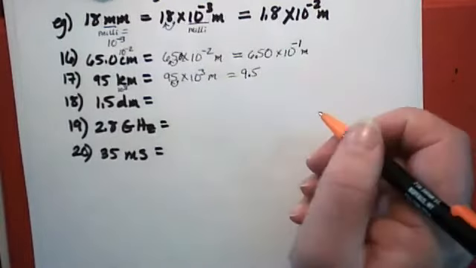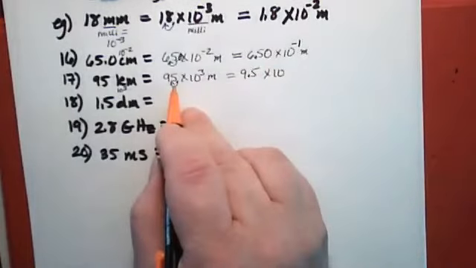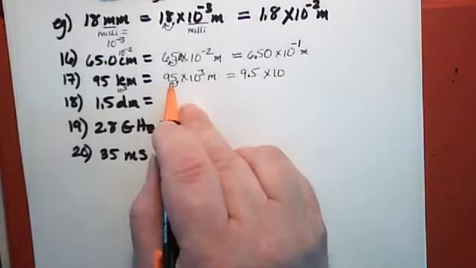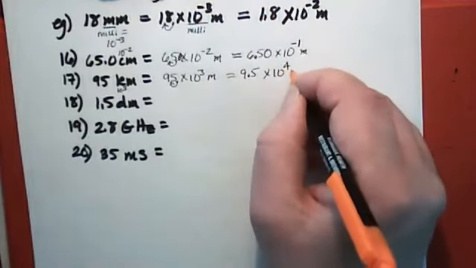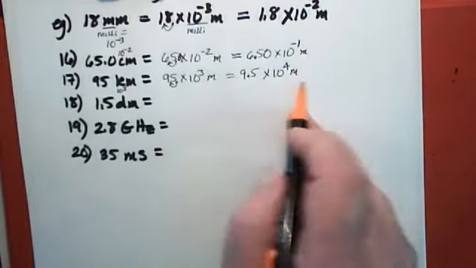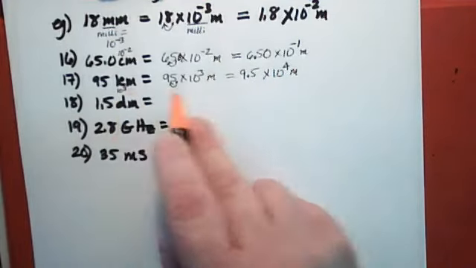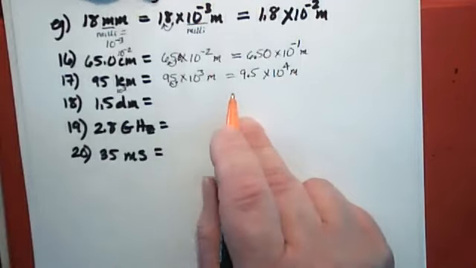So this becomes 9.5 times 10, and moving the decimal point made the number smaller, so we have to make the exponent bigger to compensate. So that would be 4. 9.5 times 10 to the 4th meters would be the same as 95 kilometers. And this is in proper scientific notation.